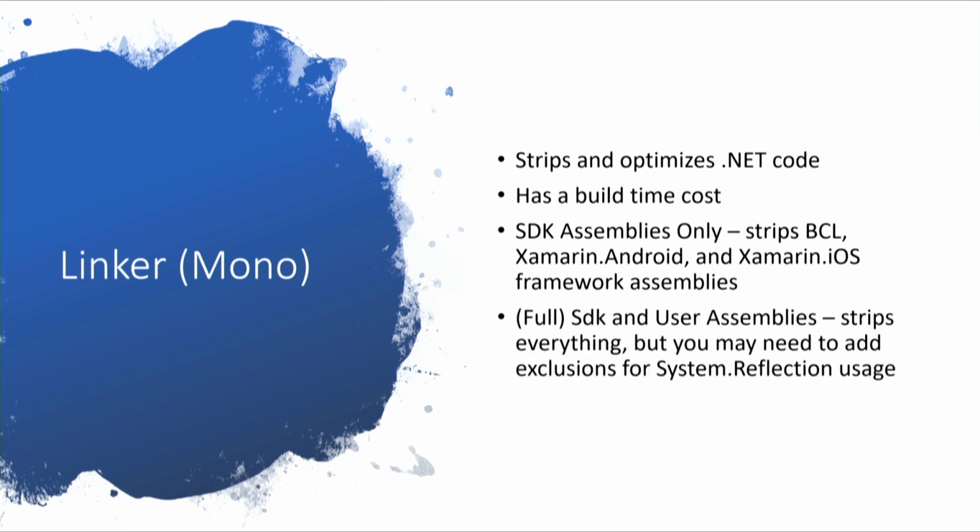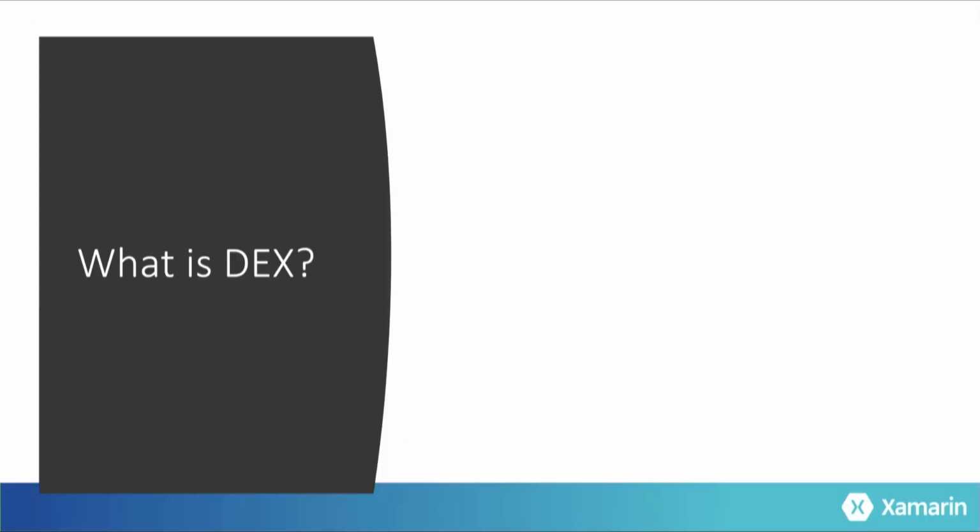If you use Full, this strips your code as well as any of the framework code. So let's say, for example, you're using Xamarin Forms or JSON.NET or something like that, you may not be using every feature, every type in that library, and so it's going to strip it out. The only problem is if you have some use of System.Reflection or something that the linker doesn't understand, you might have to add a workaround to get around that.